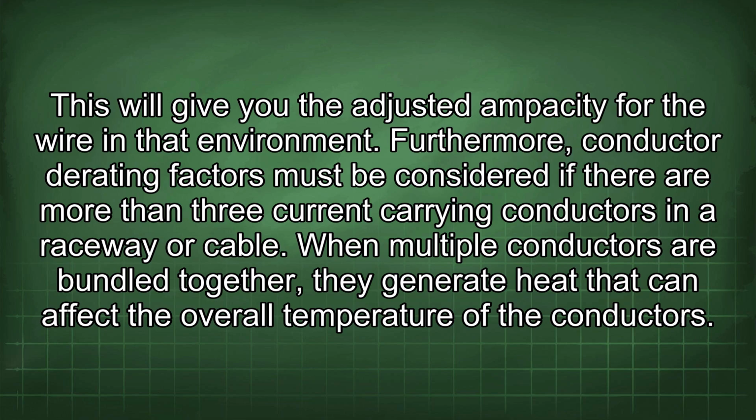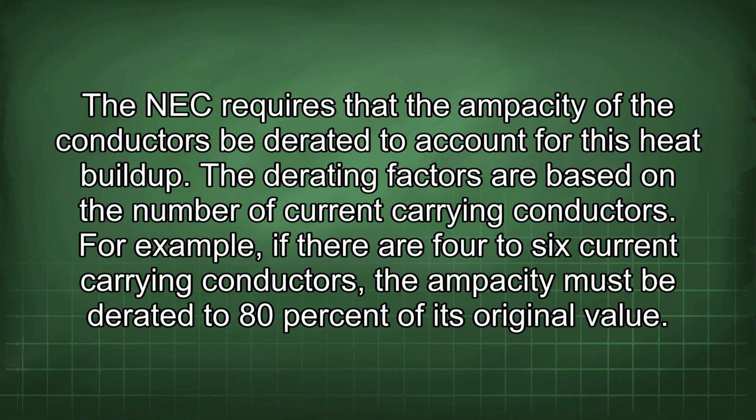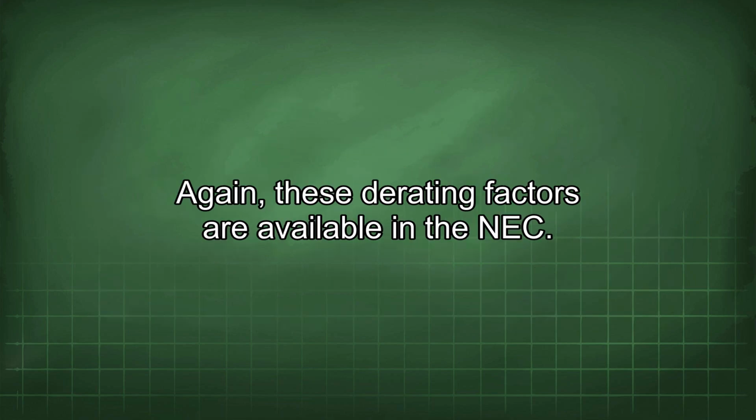Furthermore, conductor derating factors must be considered if there are more than 3 current-carrying conductors in a raceway or cable. When multiple conductors are bundled together, they generate heat that can affect the overall temperature of the conductors. The NEC requires that the ampacity of the conductors be derated to account for this heat buildup. The derating factors are based on the number of current-carrying conductors. For example, if there are 4 to 6 current-carrying conductors, the ampacity must be derated to 80% of its original value. Again, these derating factors are available in the NEC.